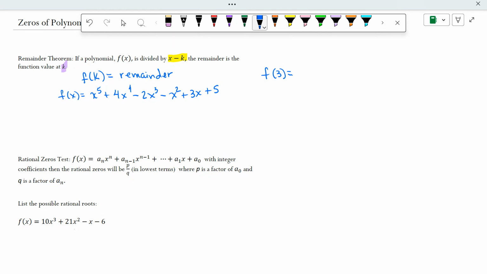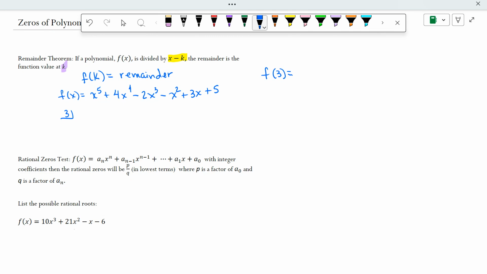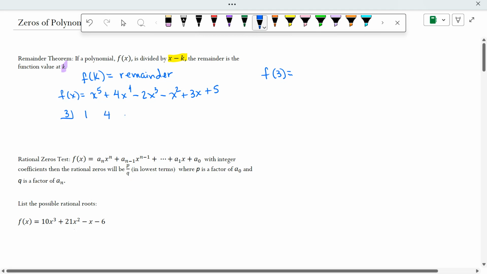But what the remainder theorem says is that if x minus k is the factor, k is the root, I can do synthetic division with 1, 4, -2, -1, 3, and 5. 1 times 3 is 3, 4 plus 3 is 7, 3 times 7 is 21, 21 plus -2 is 19, 3 times 19 is 57, plus -1 gives me 56, 3 times 56 is 168, plus 3 is 171.